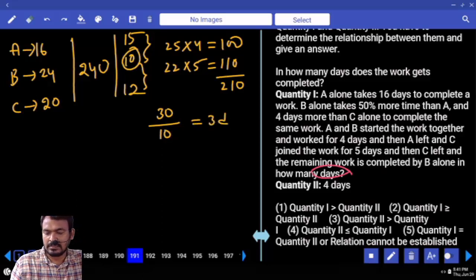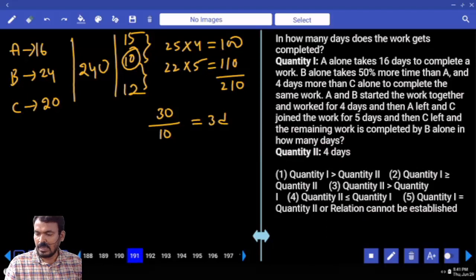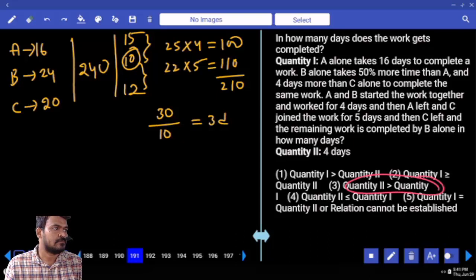Q1 is 3 days. What is the Q2 value? 4 days. Then the answer: Q1 is less than Q2, or Q2 is greater than Q1.